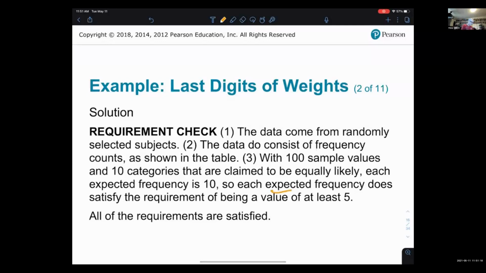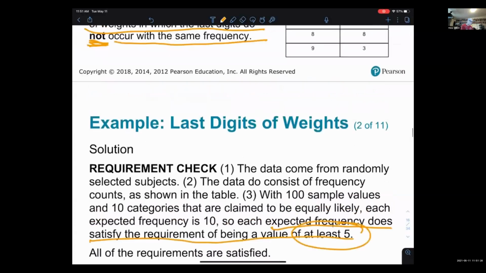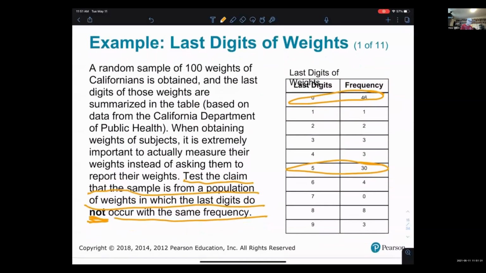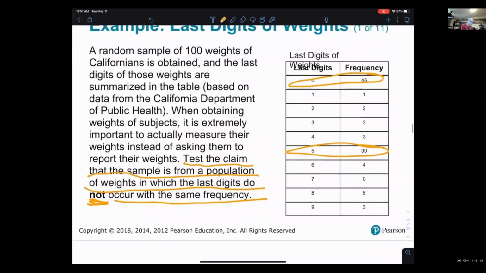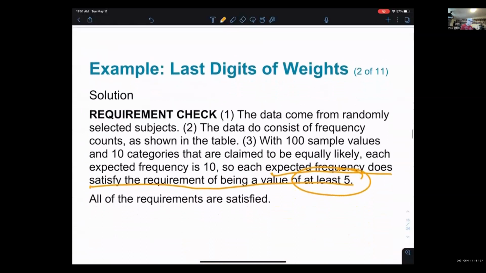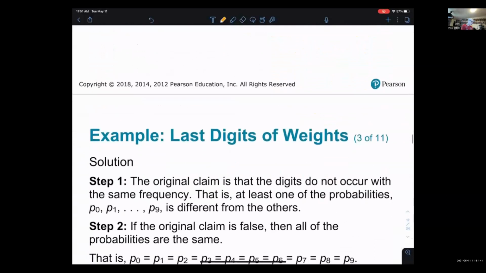So the expected frequency does satisfy the minimum requirements of being at least 5 in each category. Again, the expected frequencies have to be at least 5, not what you observed. And that's good because in our case, some of the ones observed were 0, or 7 was 0, and many were below 5. But the expected values were at least 5. All right, so our math should work then.